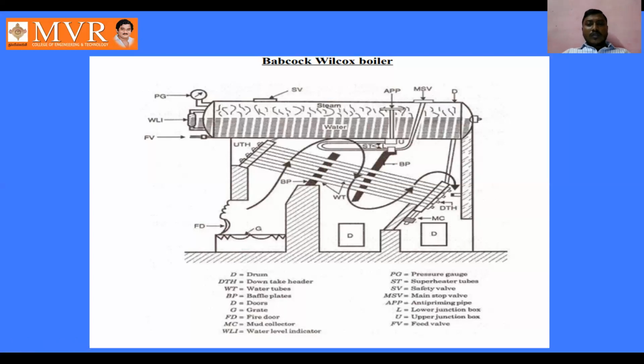Here the main stop valve controls the steam, and it is stored in the steam storage, and it is given whenever the steam is required for generating power. This is the working principle of the Babcock and Wilcox boiler.